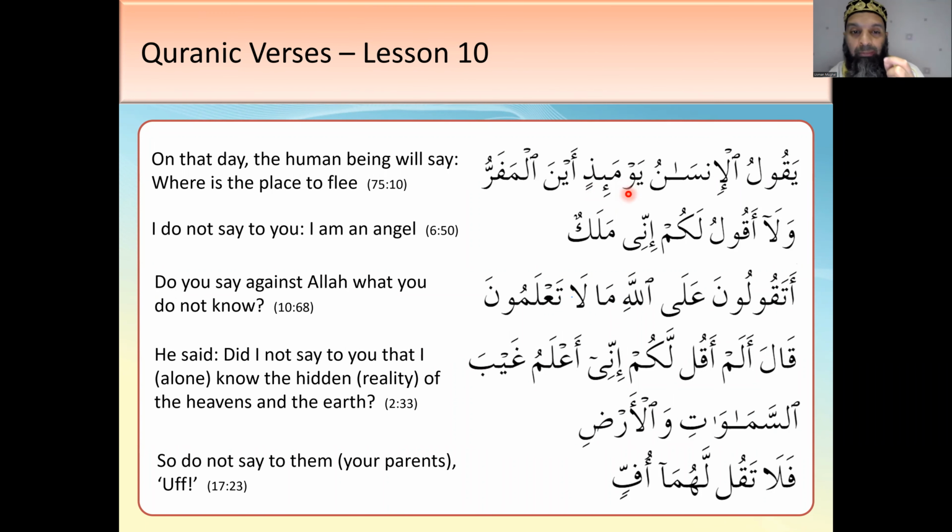So on that day, mankind will say, it's a future tense now. Literally, he says, mankind says, yawma'idhin, on that day. So on that day, mankind will say, right? Ayna means where, and mafar is the place to flee. Good, yeah, he will say. Right, so can you see how that comes up? Yaqulu al-insanu yawma'idhin ayna al-mafar. You might know, fafirru ila Allah, so flee to Allah. It's the same, coming from the same root, far, mafar, right? It's connected to that word.